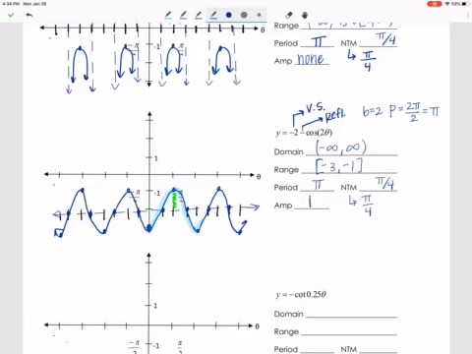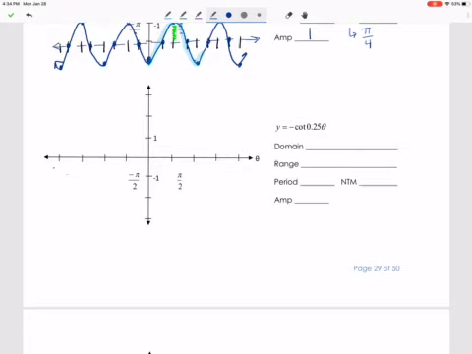All right, one more like this before we throw it all together. So negative cotangent of 0.25 theta. My B value is 0.25. Cotangent normally has a period of pi, and if I divide pi by 0.25, that's really the same as multiplying by 4. So my new period is going to be 4 pi. So we have very much stretched it.